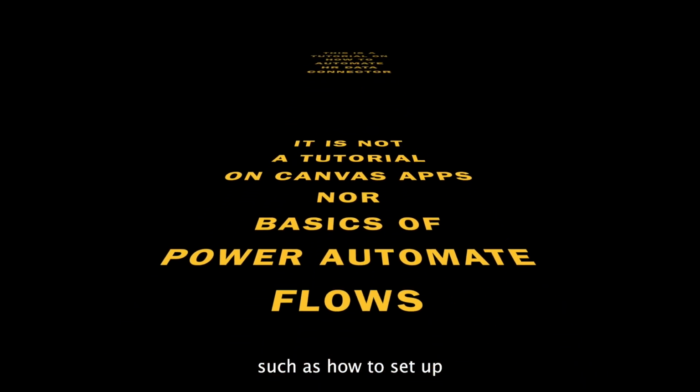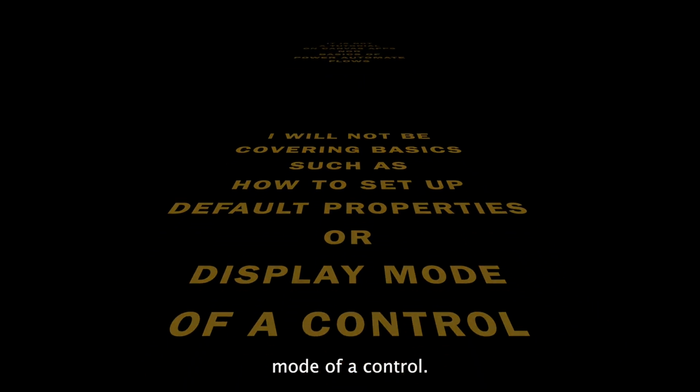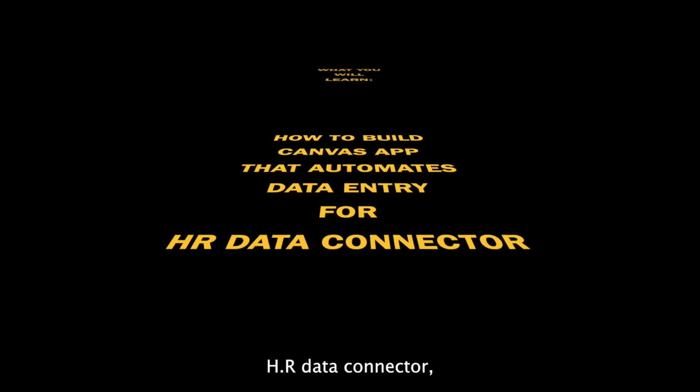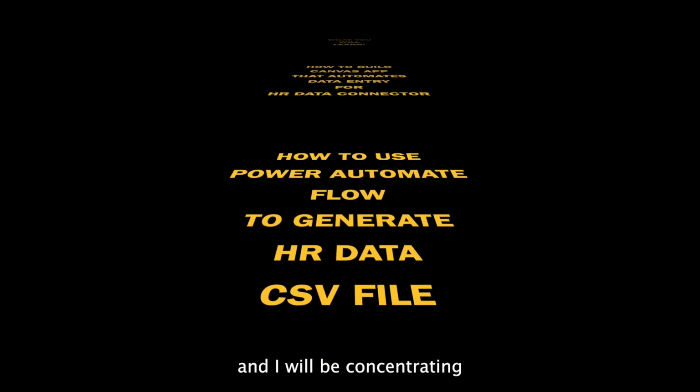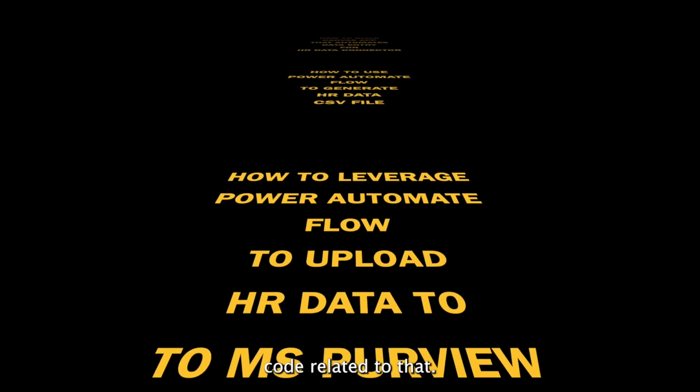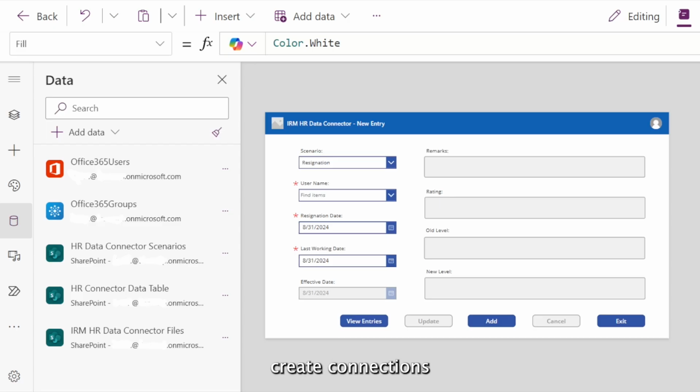I will not be going over trivial things such as how to set up a default property of a control or how to change the display mode of a control. This tutorial is for the IRM HR data connector, and I'll be concentrating on the Canvas app code related to that. First, we are going to create connections to the SharePoint library and 2 SharePoint lists that we previously created.